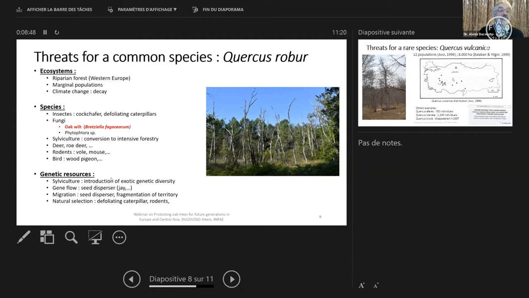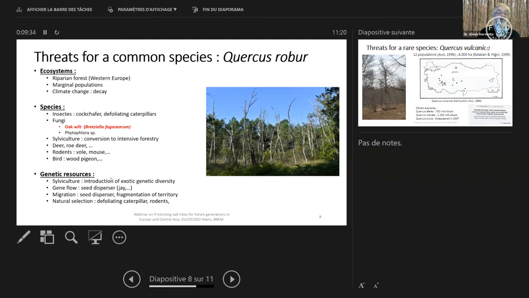We also have threats to genetic resources. With silviculture, we introduce exotic genetic diversity, populations from very far away, and we have this problem in Europe. We have a problem with reduction of gene flow because, for example, seed dispersers such as jay and crow have strongly decreased. We also have a problem with migration, due to the crisis with the seed dispersers, but also due to the fragmentation of territory by intensive farming, housing, roads, and so on.